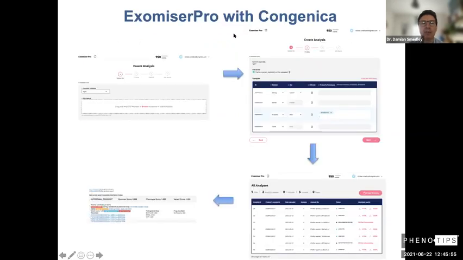Now, I mentioned at the beginning, we're working with Congenica to produce a commercial version of Exomiser. This is for diagnostic labs or other users that may need a commercial accredited version of Exomiser and some extra support, and to make it easier to use for people that might struggle to install Exomiser. So we've tried to make it as easy to use as possible. You log in, upload your VCF file, enter some phenotypes, and click a button, and you can get your results.